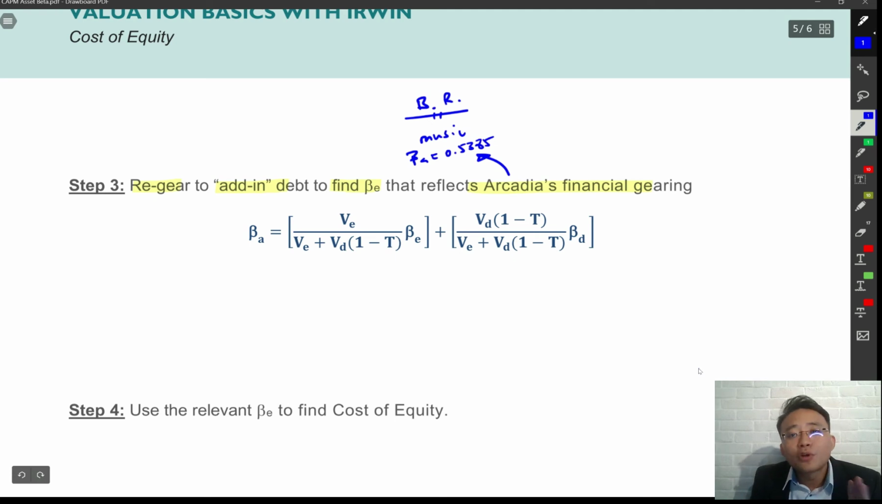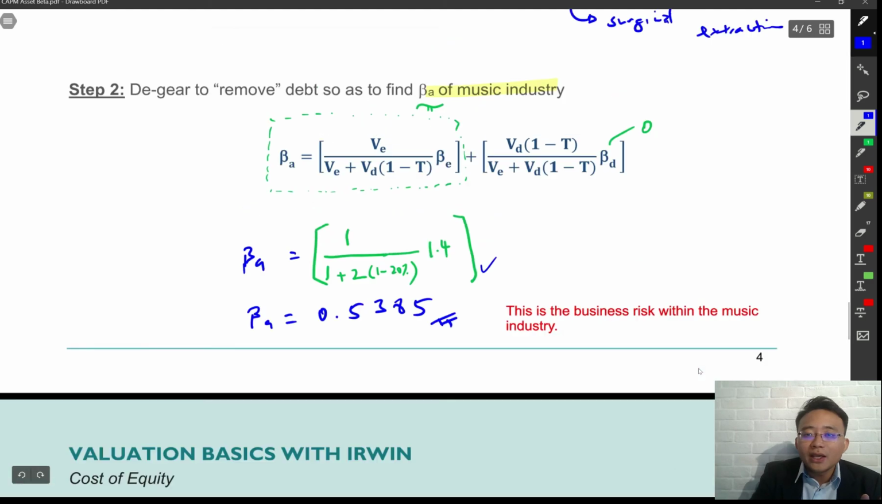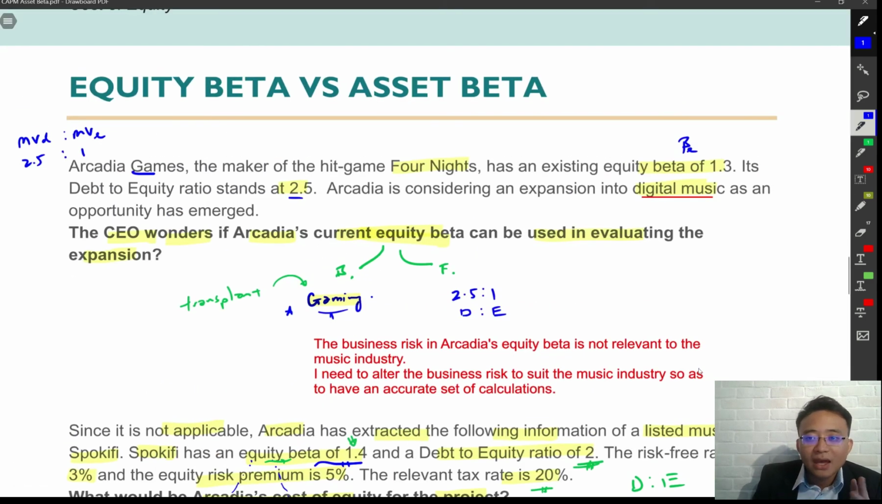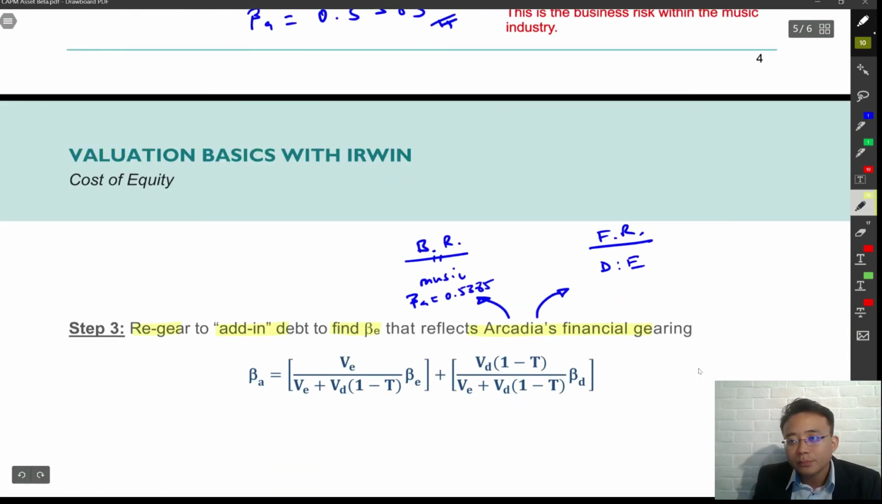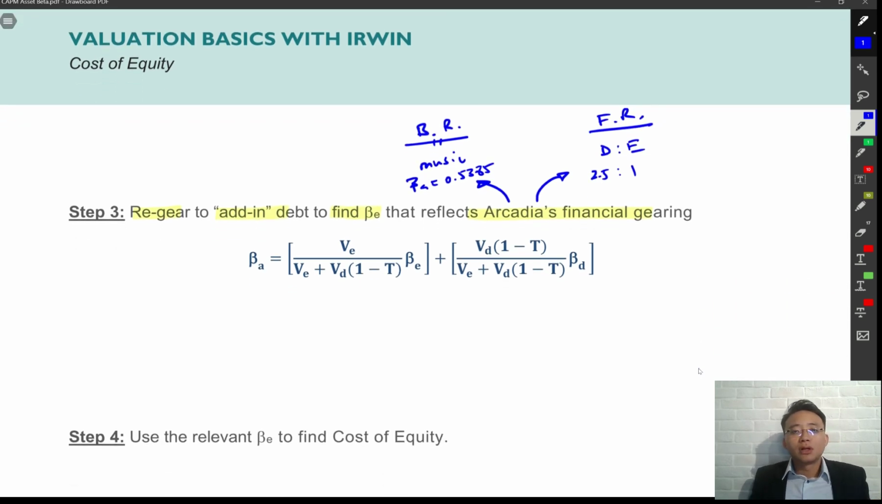Okay? So I've gotten it. Now, in order to get the total risk, I need to put in the financial risk as well, which is simply my debt to equity ratio. For Arcadia, what is its financial risk? Let's remind ourselves. Arcadia has a debt to equity ratio of 2.5, which means 2.5 is to 1.